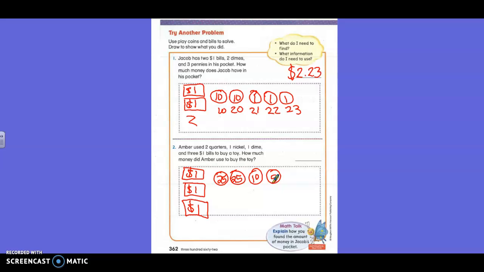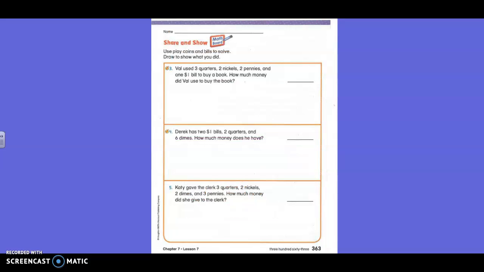All right. How many dollars are there? 3. Okay. So really, we could probably write our dollar sign and write 3. Hopefully, they don't make any change. That's making it to $4. I don't think they will, though. Okay. So we have our 3. Now let's count the money or the change. 25, 50, 60, 65. So $3.65 is how much Amber used to buy her toy. Okay. So share and show.